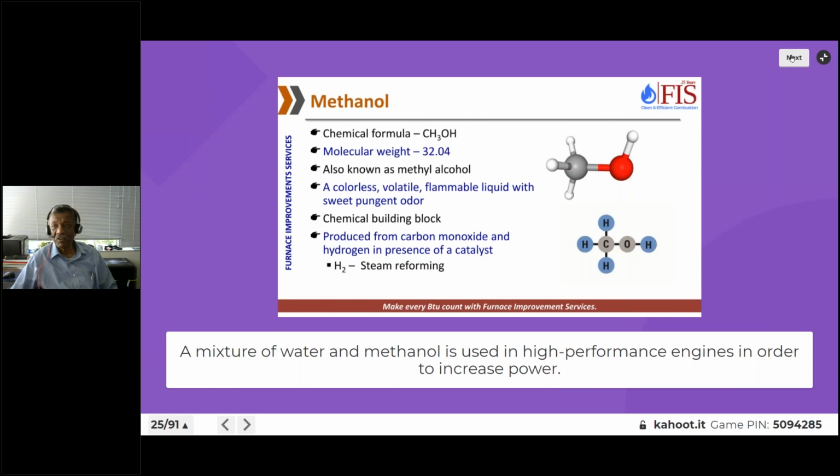The chemical formula for methanol is CH3OH, molecular weight 32. It's also known as methyl alcohol, a colorless volatile liquid with pungent odor, a chemical building block, produced from carbon monoxide and hydrogen, again in the presence of catalyst.